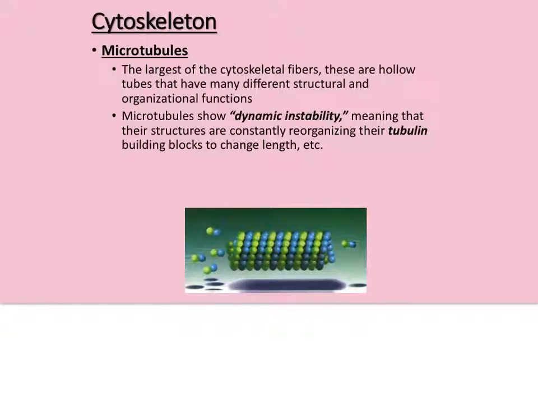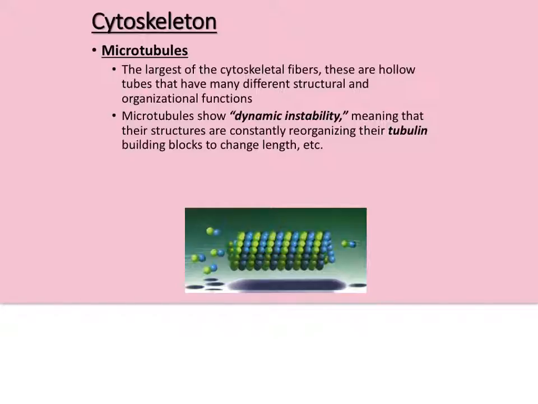Okay, so microtubules. As we said, these are the largest cytoskeletal fiber. They are a big hollow tube that have tons of different functions for the cell. We'll learn some of these functions as we move through the year, or as we move through more of our information about cells. But microtubules are essential for cell division. They're essential for movement of cells.